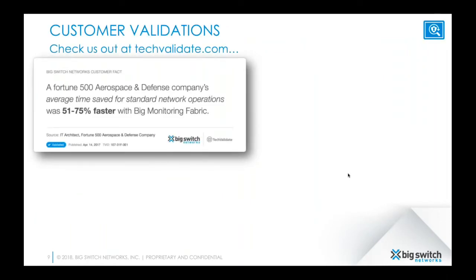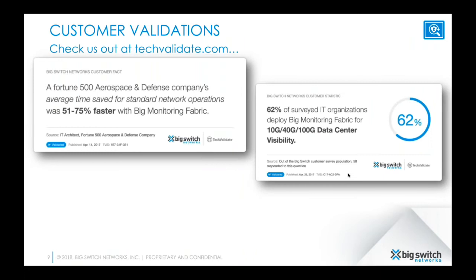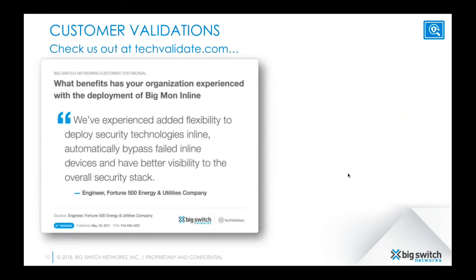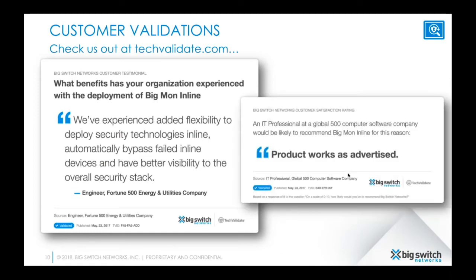Here are some of the customer validations, which echo the same points that I've talked about so far. Basically, it is agile. It saves them time. It's scalable. It's flexible. You can scale from 1 gig to about 100 gig. It performs better than the competition. And it also provides flexibility and more visibility with regards to what's happening in the network.